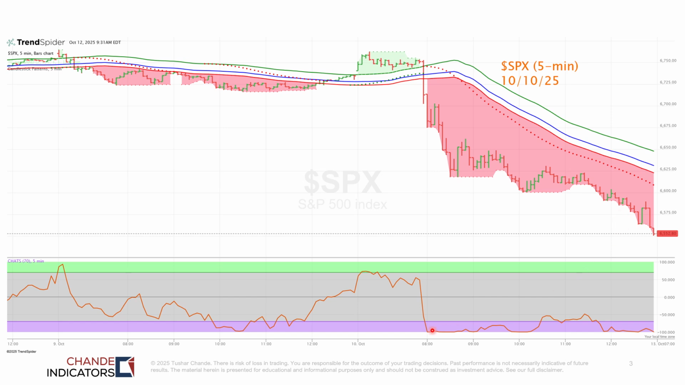You can kind of see that from the Chande absolute trend strength indicator down below, the chats indicator, which is in TrendSpider. As the market was making the highs for the day, the indicator itself was not at 100, so it was not quite in the green region. But during the sell-off, it was strongly pinned to minus 100. So this gives you a sense for how strong the downtrend was versus the uptrend earlier in the day.